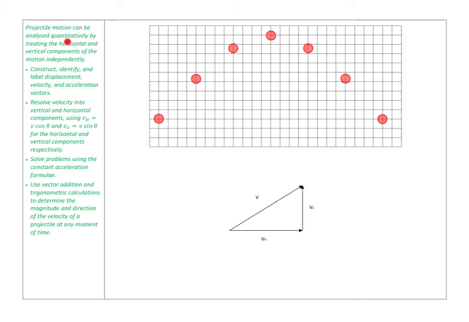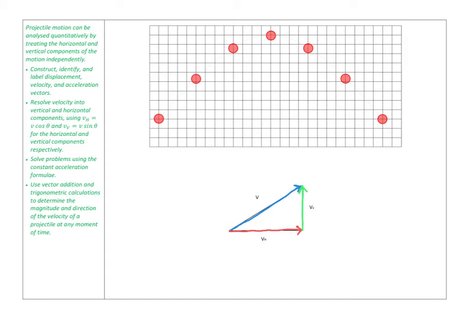So projectile motion can be analysed quantitatively, so with numbers, by treating the horizontal and vertical components of the motion independently. So if we take our velocity, and I think I might draw over this diagram, and we have the velocity represented by that line there, we can, or it could be the velocity, or it could also actually be the displacement, we can break that up into the horizontal component, VH, and the vertical component, VV.